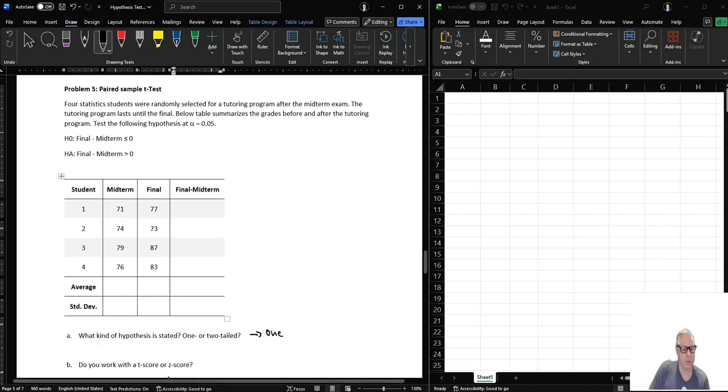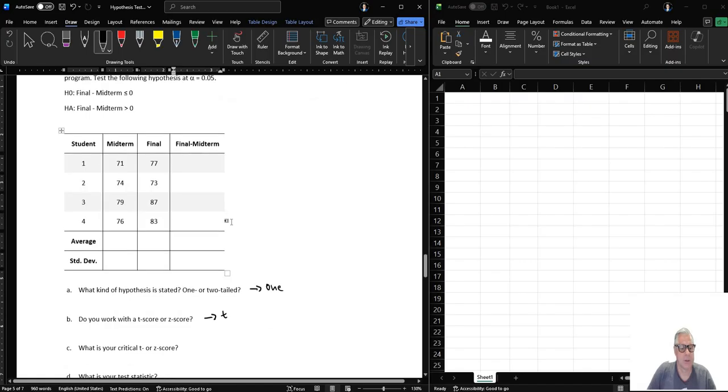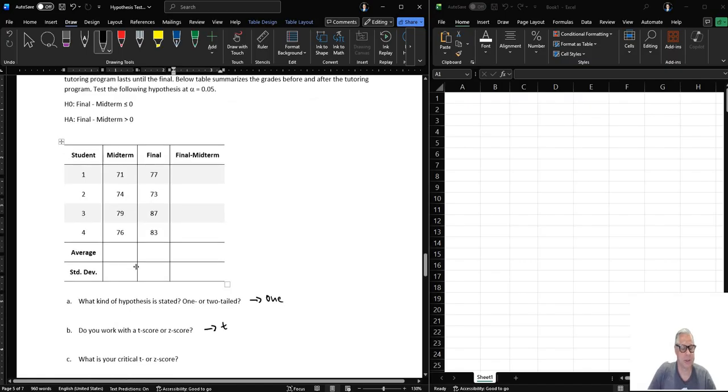Do we work with a t-score or a z-score? Well, if we look at the data that we have, we don't know anything about the population, so we have to work with a sample standard deviation, so that is clearly a t-score case. So what is your critical t-score?